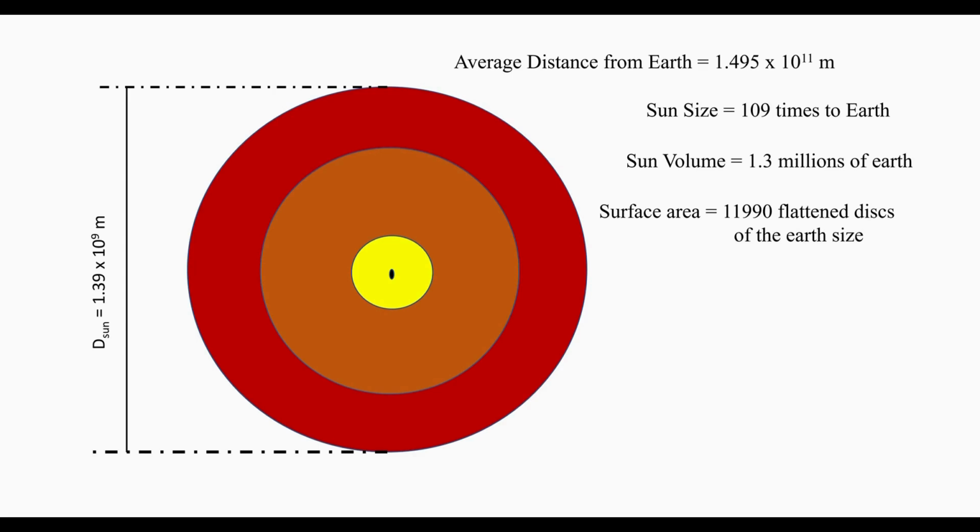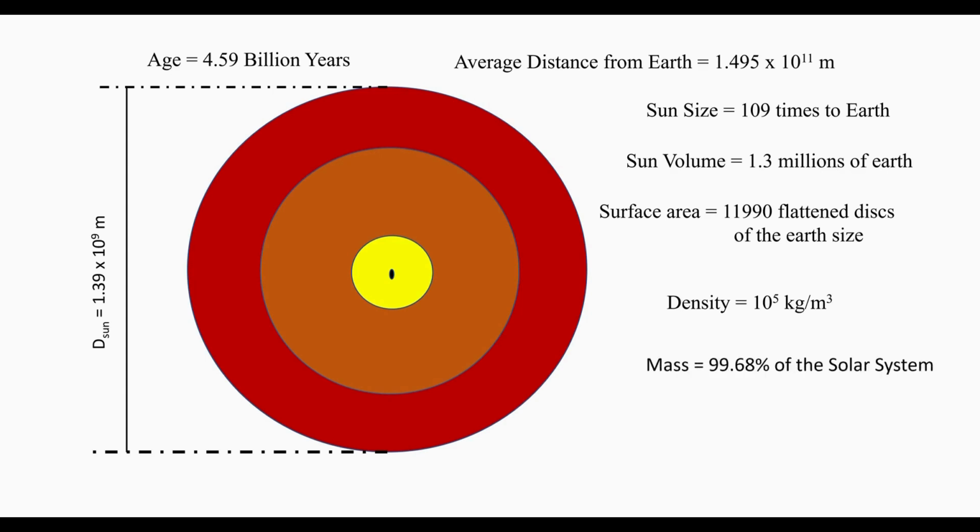Astronomers think that the Sun formed by coalescing from a cloud of gas and dust around 4.59 billion years ago, and these gases and dust came closer, creating a tremendously high density and pressure of magnitude 10^5 kg per cubic meter and 1 billion atmospheres respectively at its center.